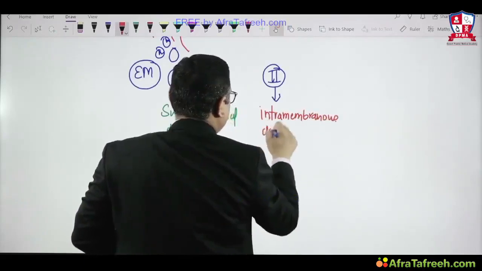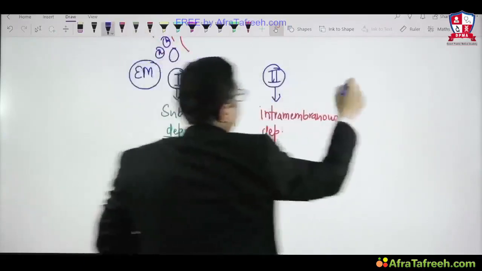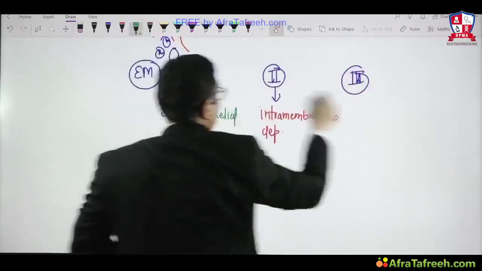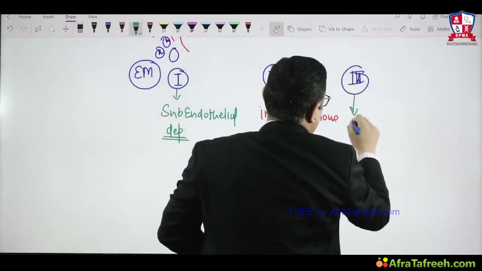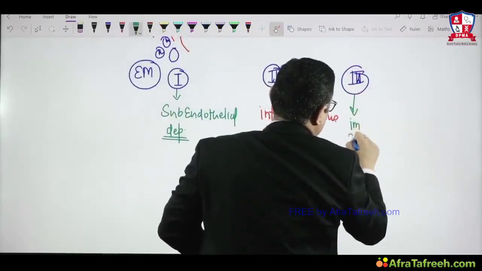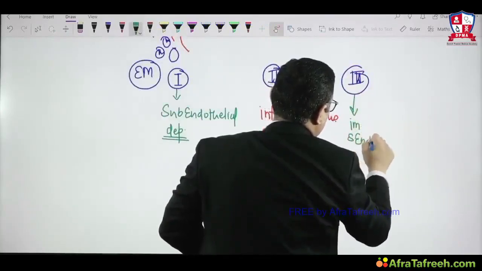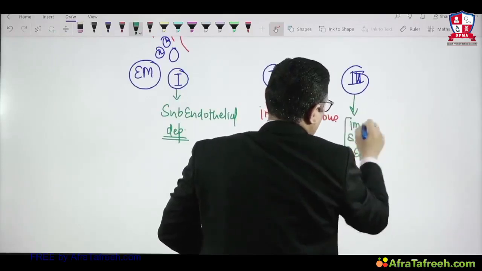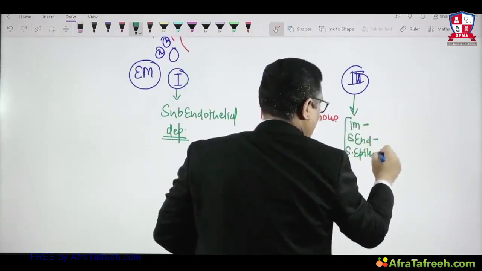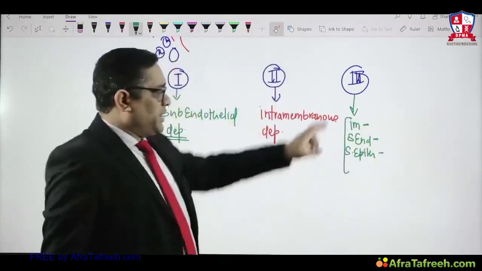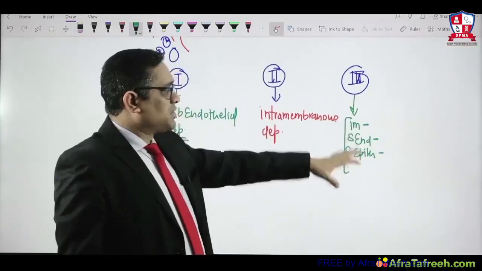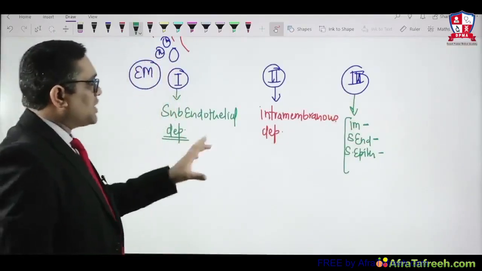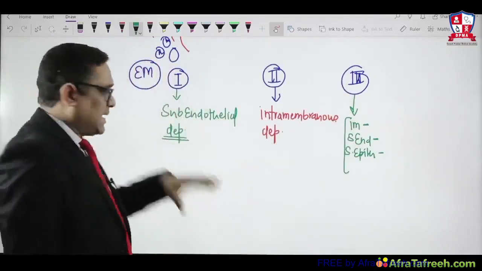Intramembranous deposits will be seen in type 2, and in type 3 Mpgn, which is the rarest type, they will be having all types of deposits: intramembranous, subendothelial and subepithelial. So all types of deposits will be seen in type 3, right? So these are the electron microscopic view of Mpgn.